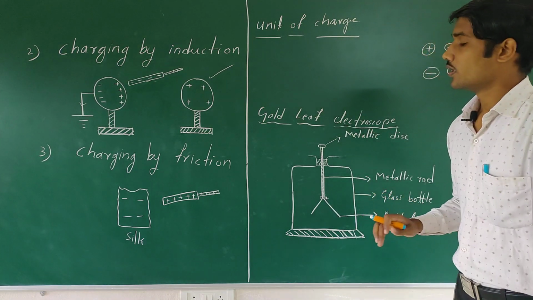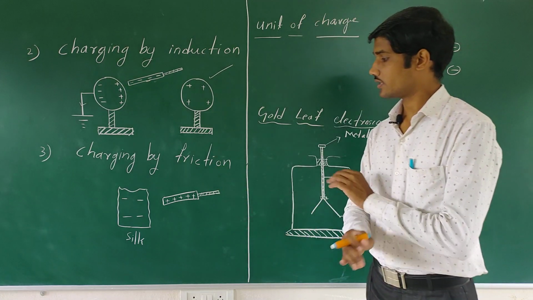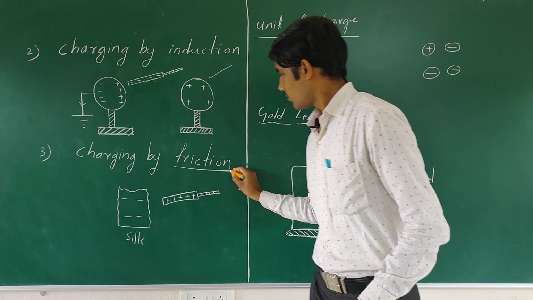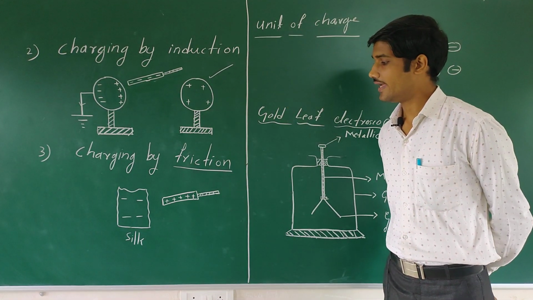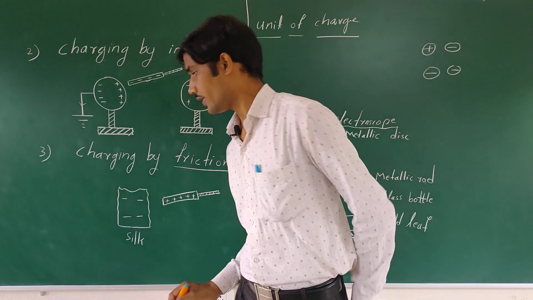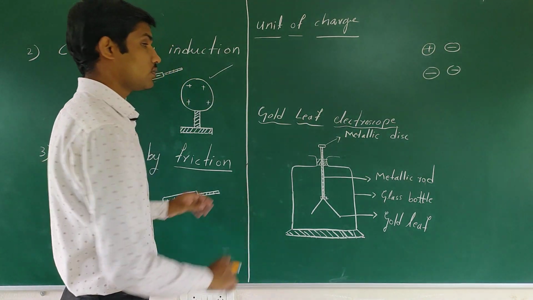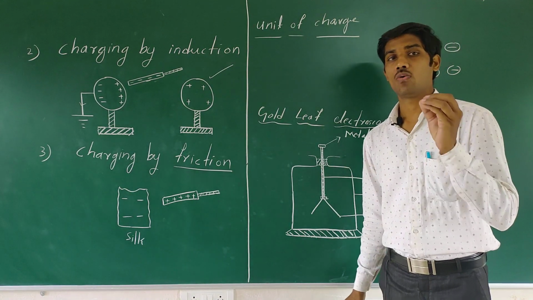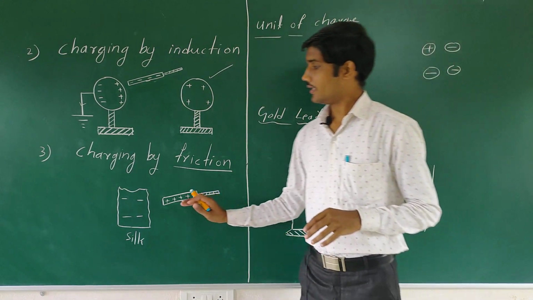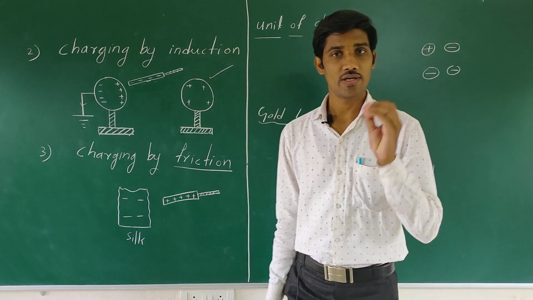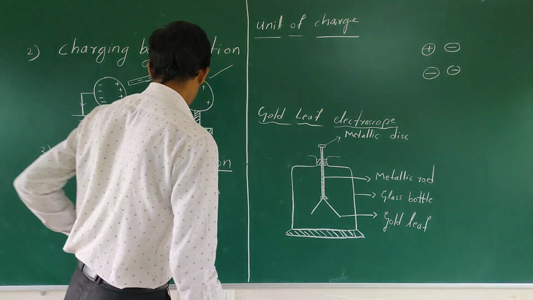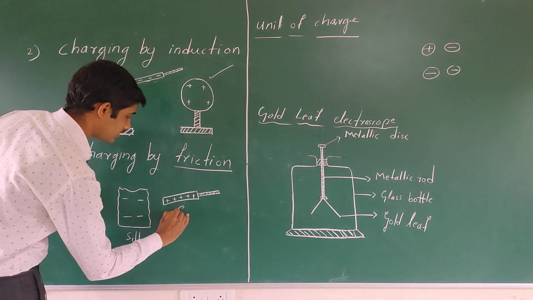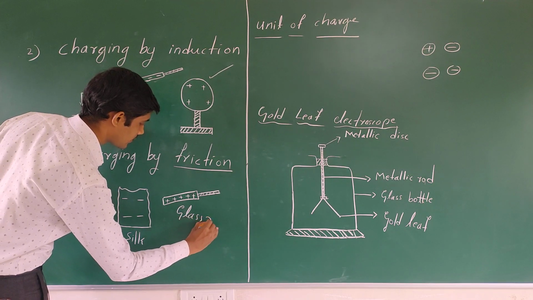Okay, the next one is charging by friction. Here, we take two insulators. Now keep in mind, in the case of charging by conduction as well as charging by induction, we take conductors, but in the case of charging by friction we take insulators. Here, this is silk and this is glass. This is the glass rod.